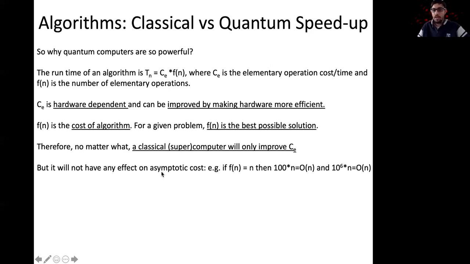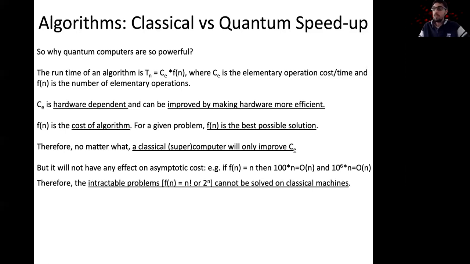Just to give you an example, if on a computer the cost of running binary search is 100 times n, it is still order n, or 10 power 6 times n is still order n. So you have drastically reduced the comparison time from 10 power 6 to 10 power 2, but you are still stuck with that order n part of it.